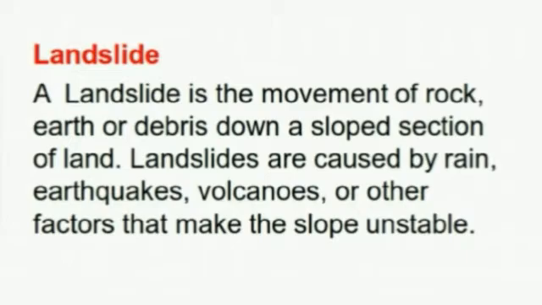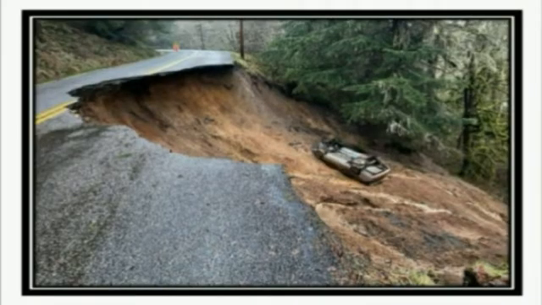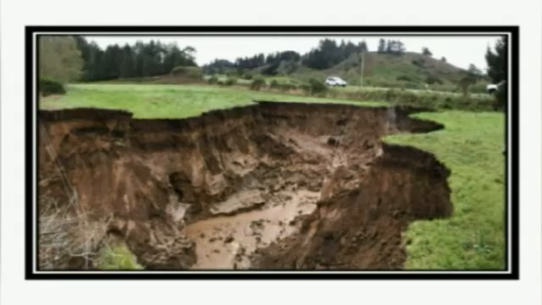Landslide. A landslide is the movement of rock, earth or debris down a sloped section of land. Landslides are caused by rain, earthquakes, volcanoes or other factors that make the slope unstable. So landslide basically is the downward falling or sliding of a mass of soil or rock on or from a steep slope. Okay, so in a landslide, what happens is the soil, rock and other earth debris can no longer hold together, it gives way to gravity, which eventually leads to landslides.